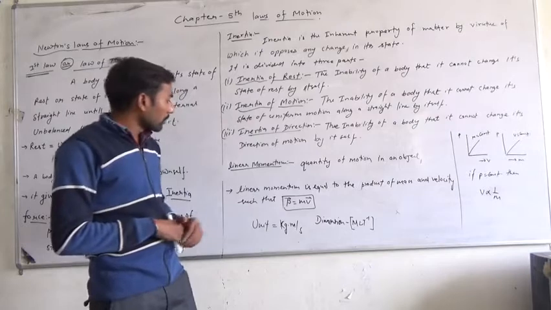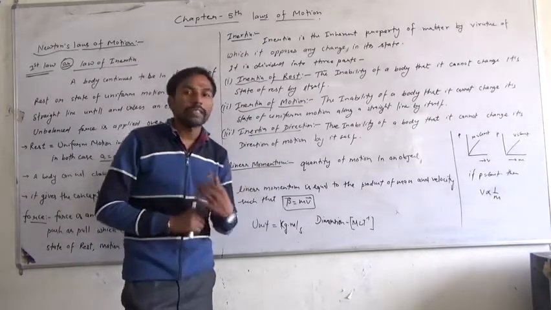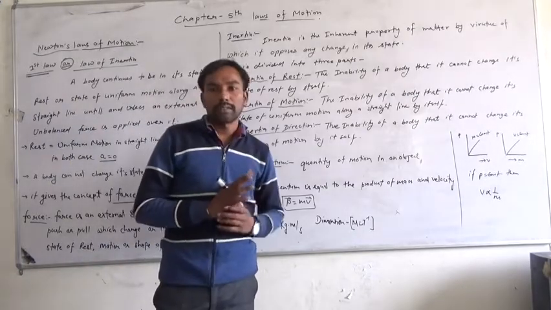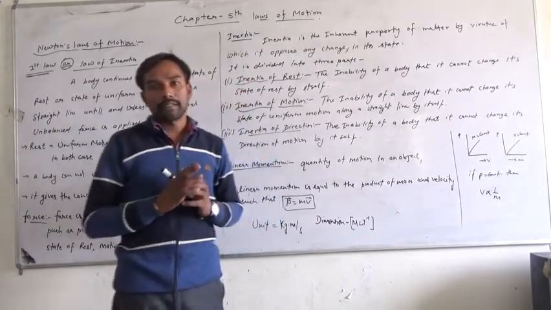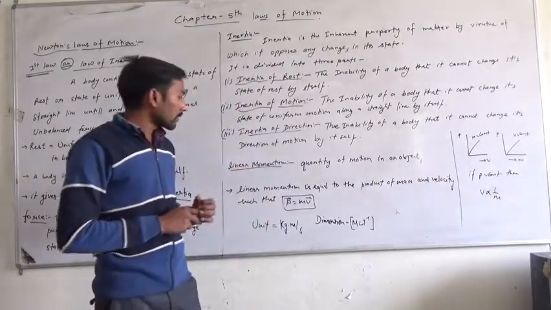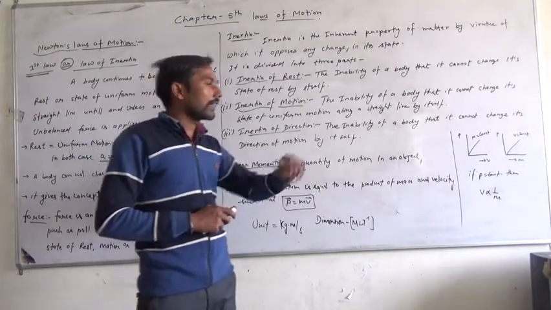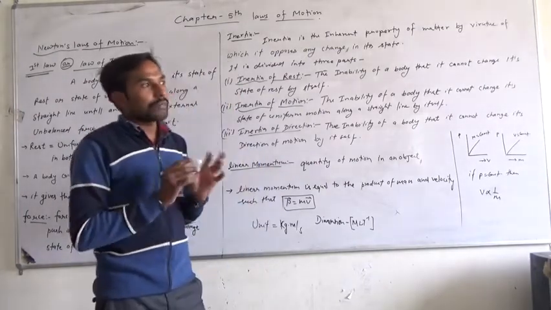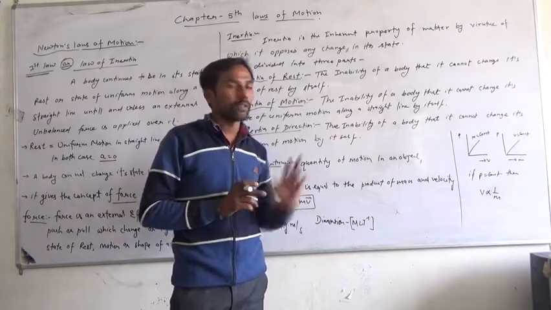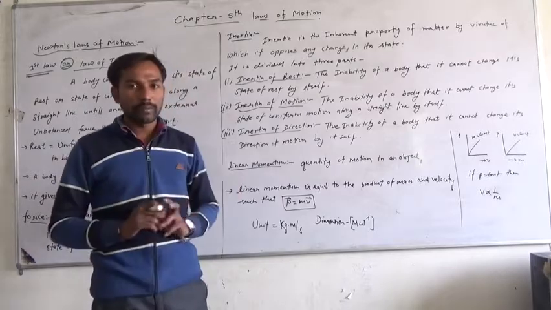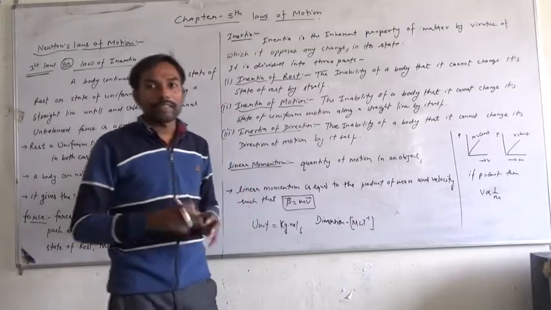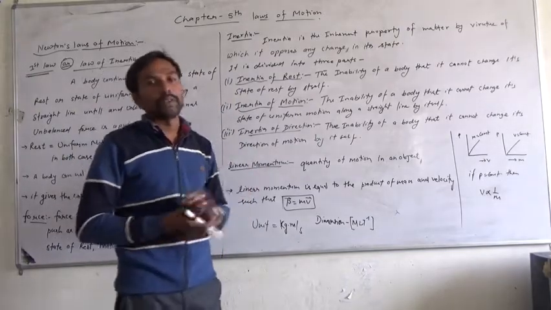Okay, now we move to linear momentum. What is linear momentum? Linear momentum is the quantity of motion, or we can say the measure of quantity of motion in an object, and it is equal to the product of mass and velocity. That means if an object is moving with a certain velocity and a certain mass, then the product of mass and velocity will be equal to the linear momentum of the body. And linear momentum is a vector quantity, and its direction is always towards the direction of velocity.